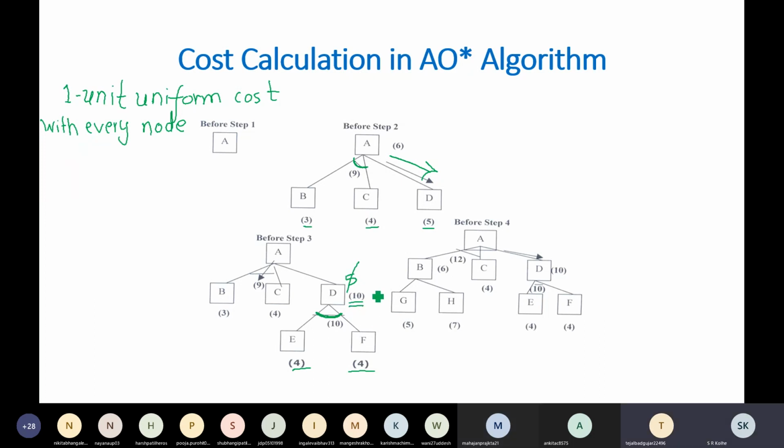Yes, sir. So now the new costs are 10 and 9. So this path has become better. This cost is 9 because 9 is better than 10. So what should we do? What has to be done? You have to explore B as well as C, because this is AND. So explore B and C, apply successors on B and C.